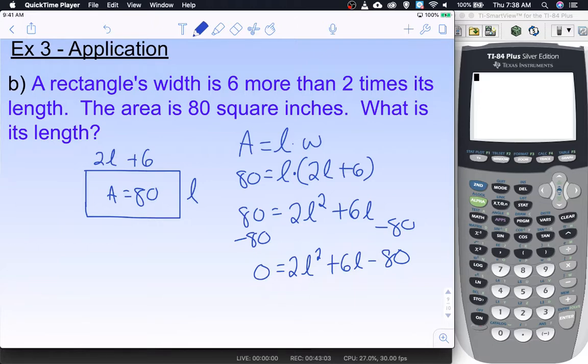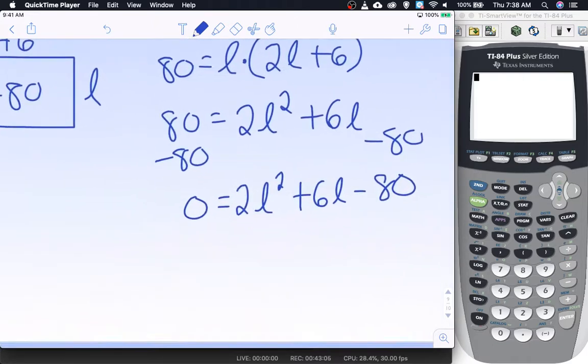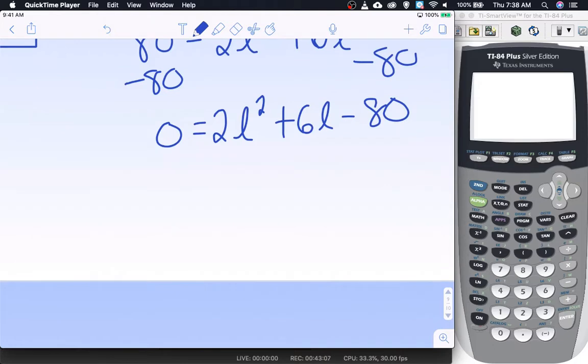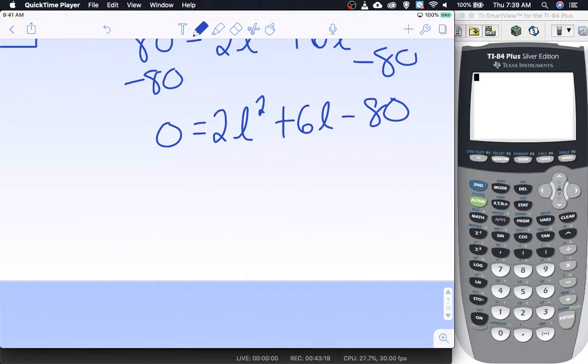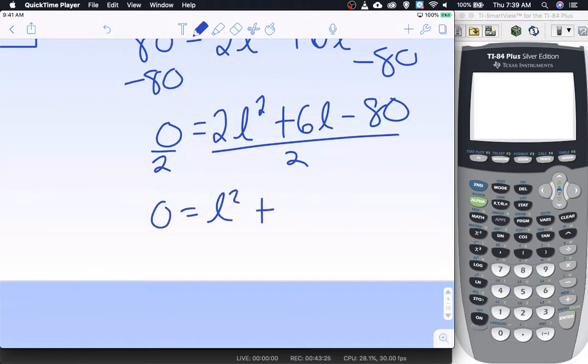So everything's on one side. We set it equal to 0. I'm looking at that going, well, I could divide everything by 2. I think that's going to be a good idea because there's a whole bunch of factors of 80. There's less factors of 40. So if I divide everything by 2, I'm going to get 0 equals L squared plus 3L minus 40. I just think that's going to be easier to factor.